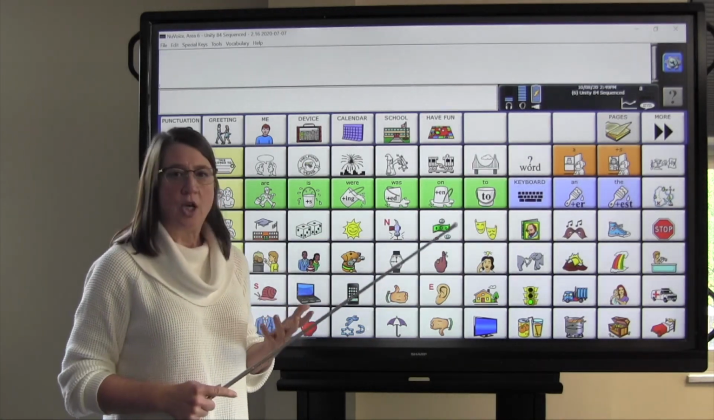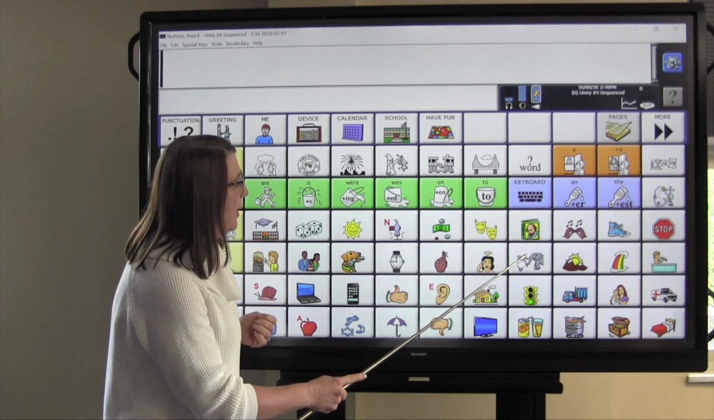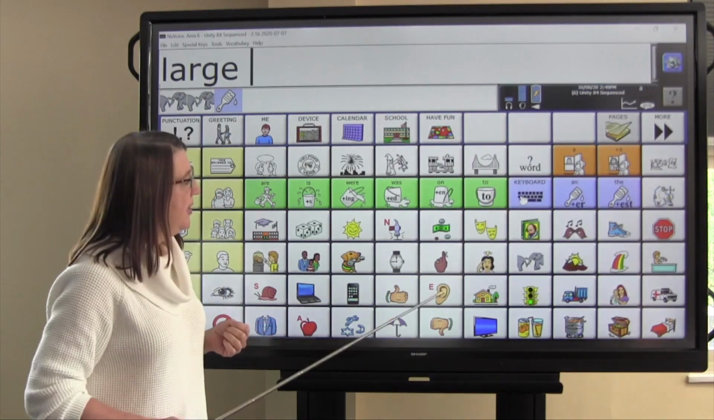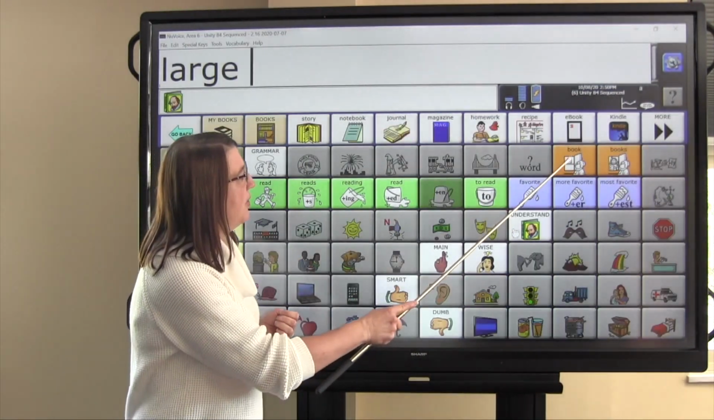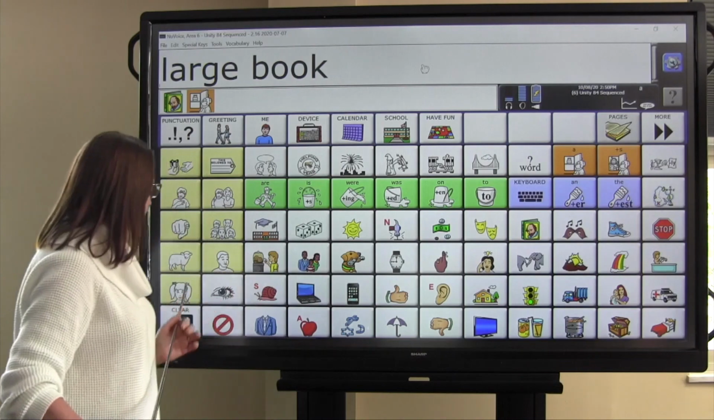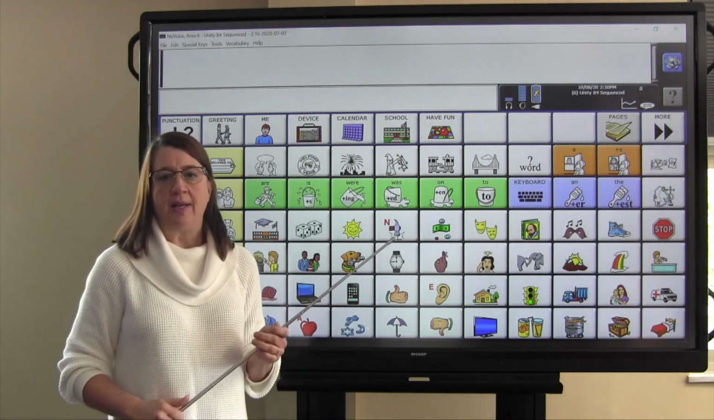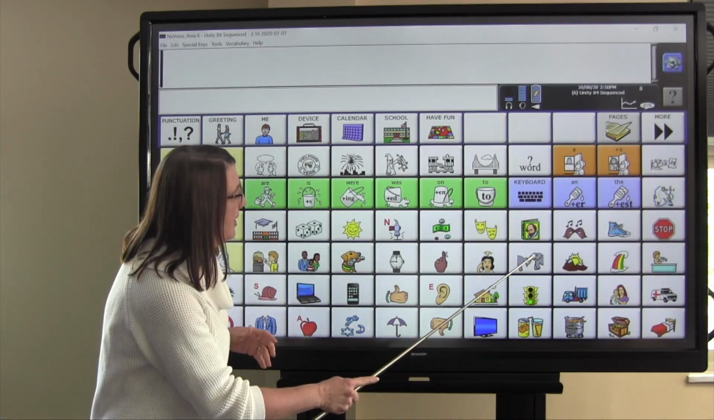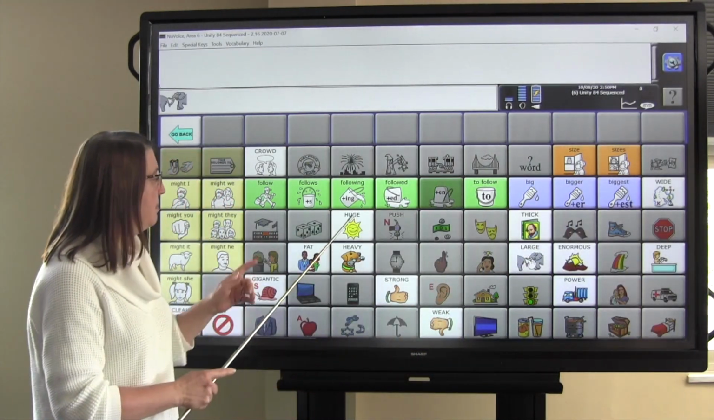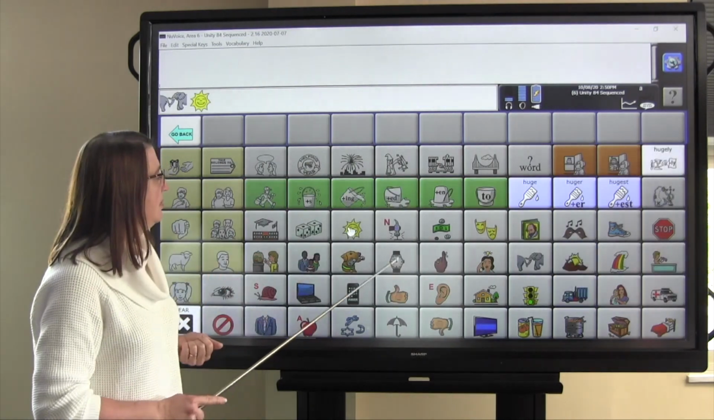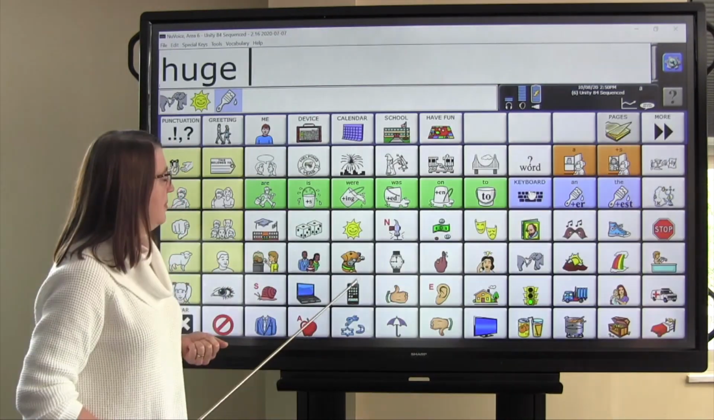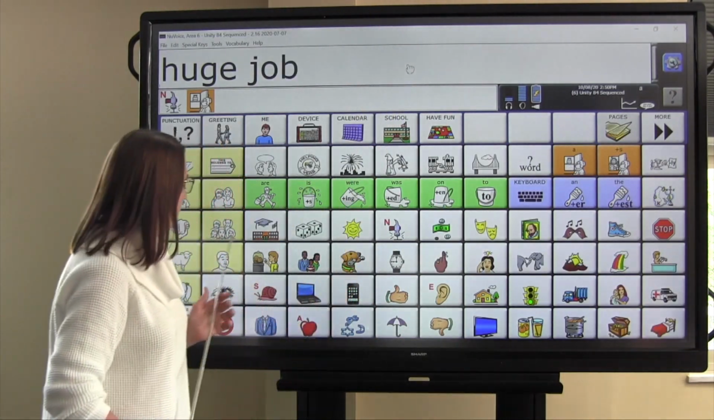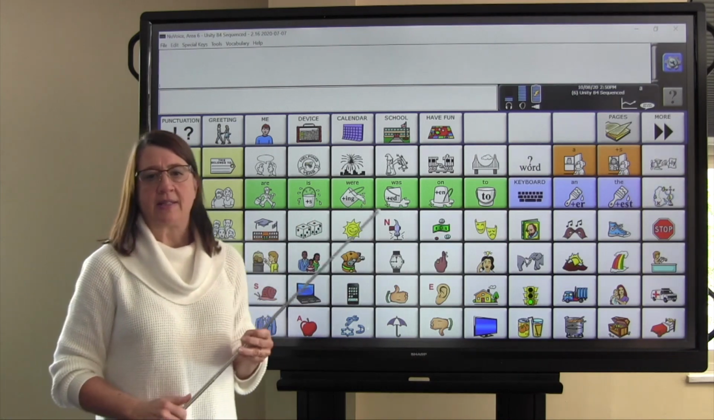Let's go ahead and say some phrases. So let's say large book. So elephant plus adjective, large, and then book is just going to be book plus noun. Book. Large book. Let's do huge job. Sometimes we get a huge job that we have to work on. The sun is actually huge. Huge. Job. Hammer plus noun. Job. Huge job.